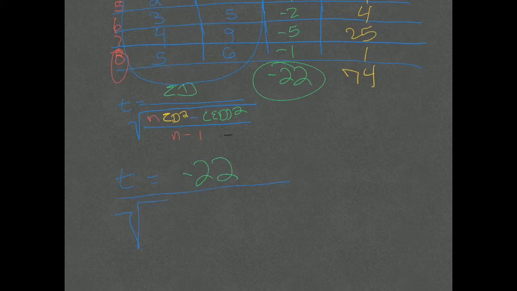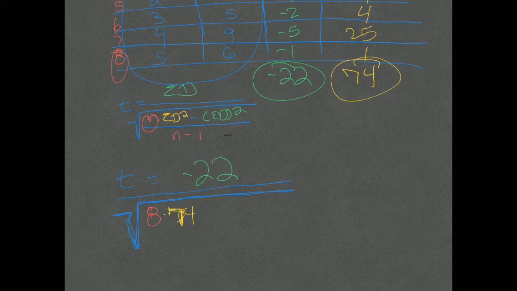And then don't forget this square root. This whole denominator is under a square root. And so we know that n here is 8. And then we're going to do the sum of the difference scores squared, which is here, which is our 74. That is honestly a 7, I promise. 74.